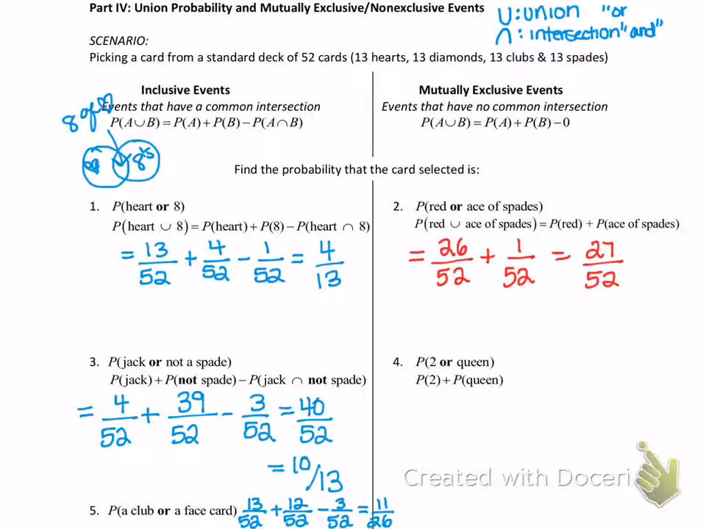And then a 2 or a queen, completely different cards, so not even related. The probability of getting a 2 is 4 out of 52. And same for the queen, there's 4 queens out of 52. So we get 8 out of 52, which simplifies into 2 over 13.